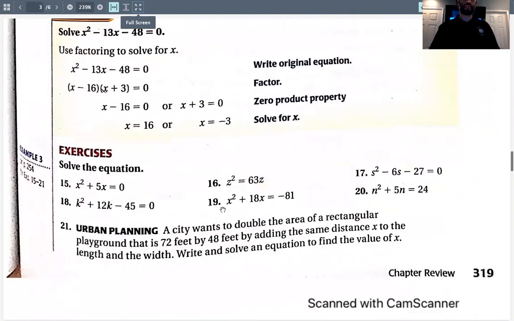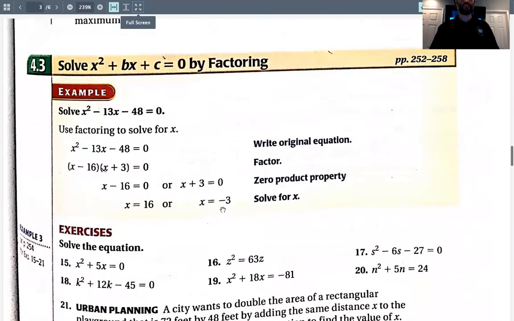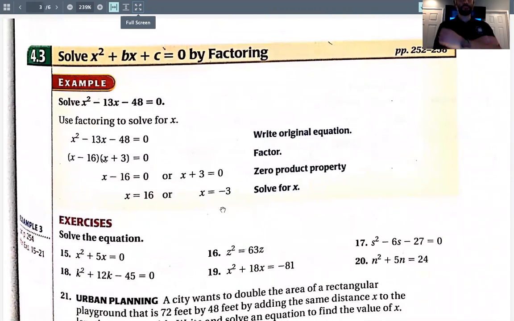Okay. Mr. Ostal, just to think, for number 15, would you just factor out an x, right? Yeah, factor out an x, you'd get x times the quantity x plus 5. So either x is 0 or x is -5. Correct. And you guys can do these problems at home to practice.